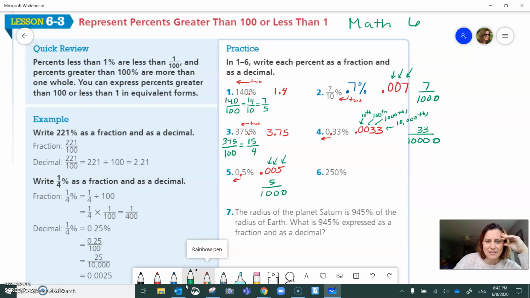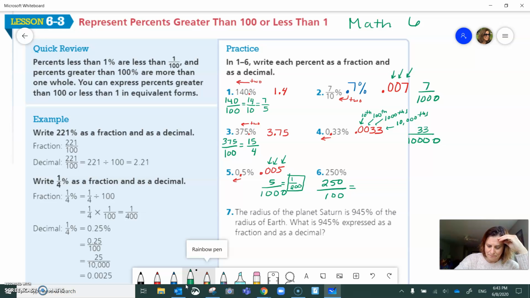250% is 250 over 100. Oh my gosh, back here, I could reduce this. What am I doing? 5 goes into both of those. 5 goes into 5 once. 1,000 divided by 5 is 200. So that's the actual fraction answer there. Sorry about that.